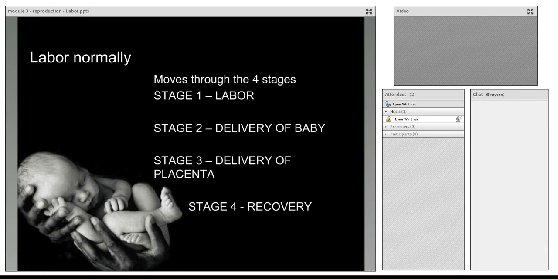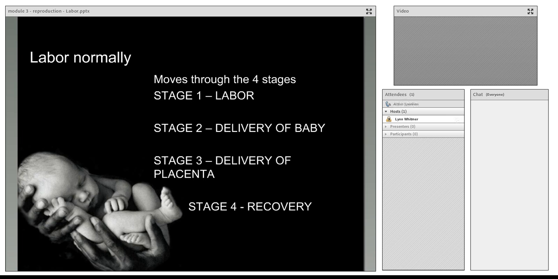That's not enough room for a head to come through. 90% effaced means it is very, very thin. It's almost to the point of being paper thin. And -2 station means that the head is above the ischial spine, so it's not putting a lot of pressure on that cervix yet. Okay? So I would say that she's in the latent phase, or the first part of the first stage of labor.